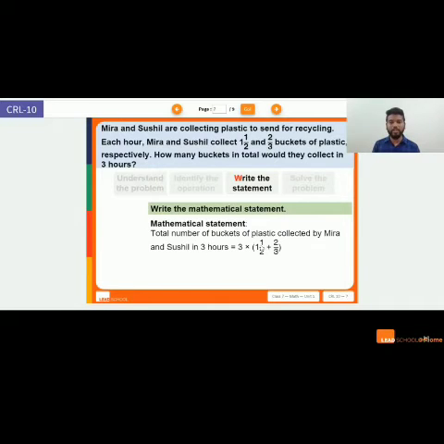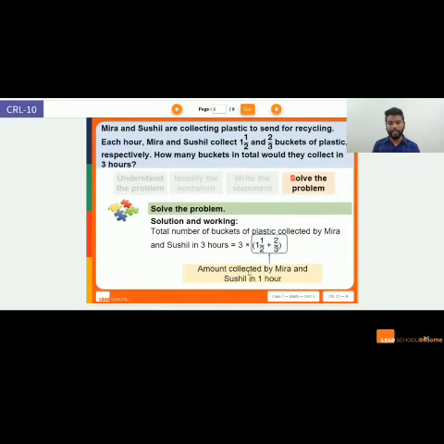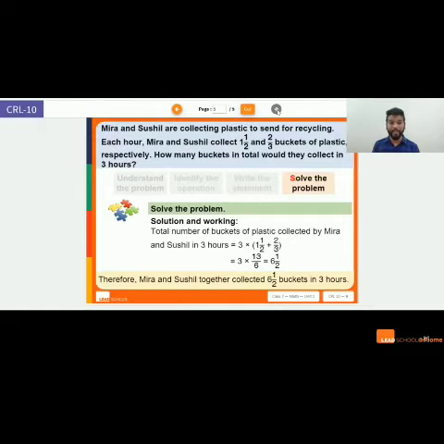Correct? Because Meera and Sushil are collecting it together, we can add these two. And this information is for 1 hour only. So for 3 hours, I'll have to multiply with 3 or add it 3 times. Correct? Amount collected by Meera and Sushil in 1 hour. And the last step is solve the problem.